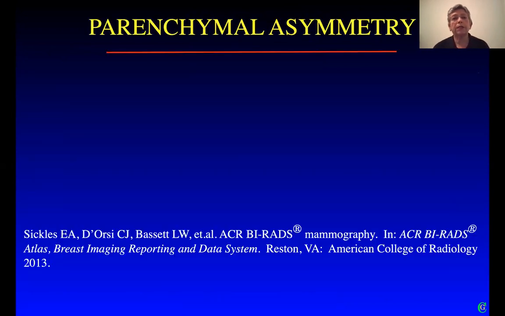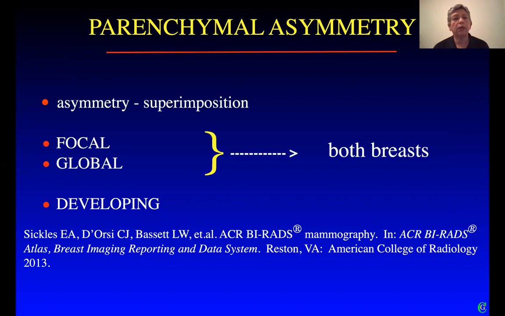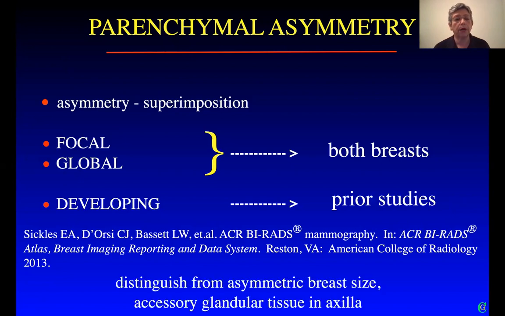With respect to parenchymal asymmetries, we're going to talk about asymmetry or tissue superimposition. We're going to talk about focal parenchymal asymmetry, global parenchymal asymmetry, and developing parenchymal asymmetry. Although it is self-evident, I think it is important to emphasize that when you talk about asymmetry, you need to have both breasts. Otherwise, the term asymmetry doesn't apply. Likewise, for developing asymmetry, you need to have both breasts, but you also need to have prior studies to establish that, in fact, the asymmetry has been changing or evolving over time.